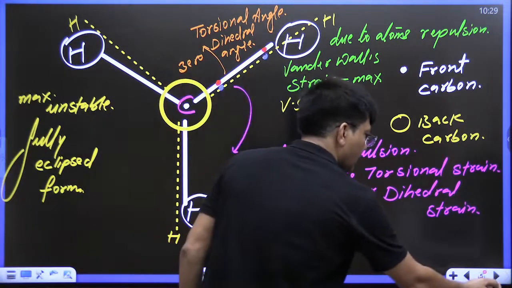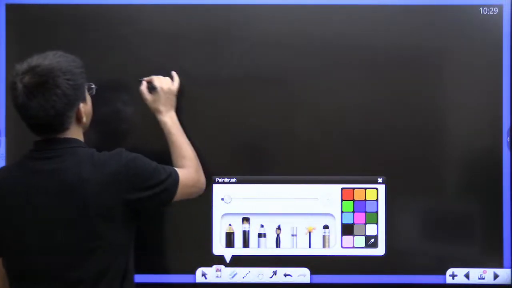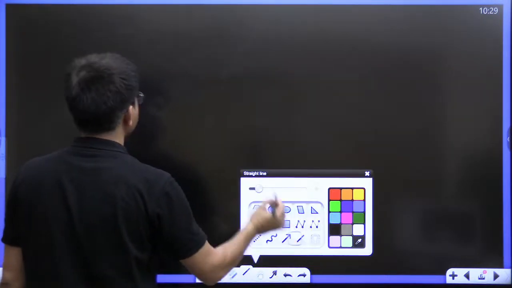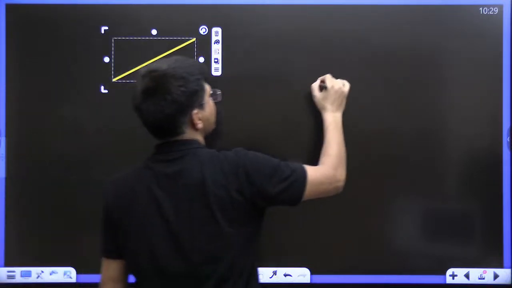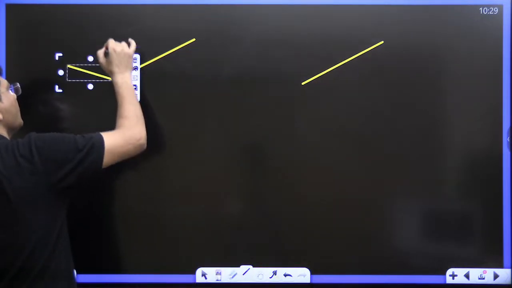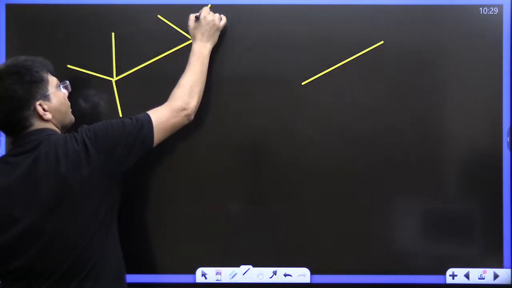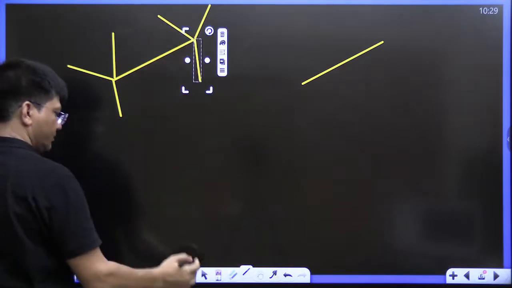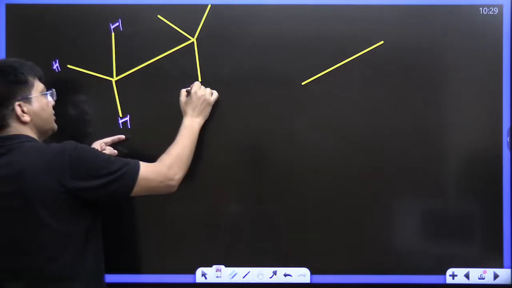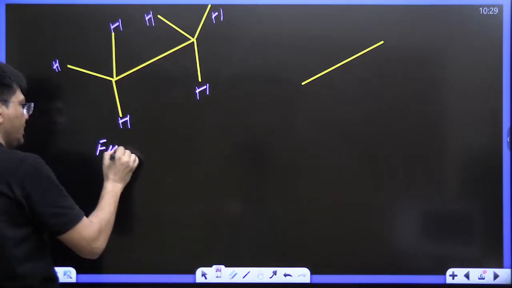Now let me tell you the two forms of this. First let me draw the projection given by Sawhorse. Let me draw a regular Y. You just see, they are just colliding. If I write down here the hydrogen, just behind this hydrogen is here, this hydrogen is here, this hydrogen is here. This is your fully eclipsed form.